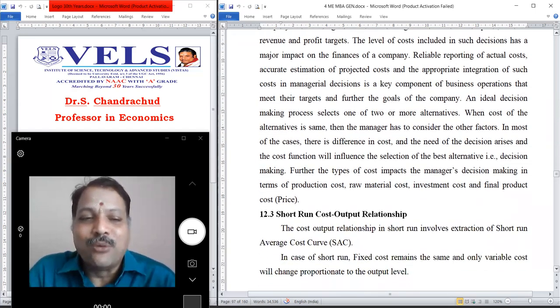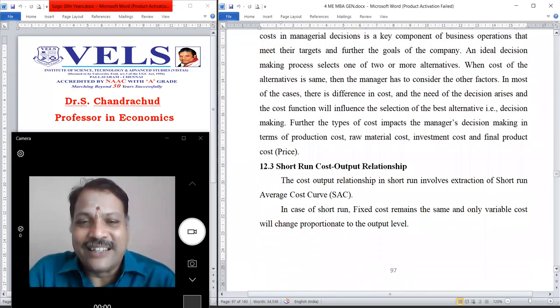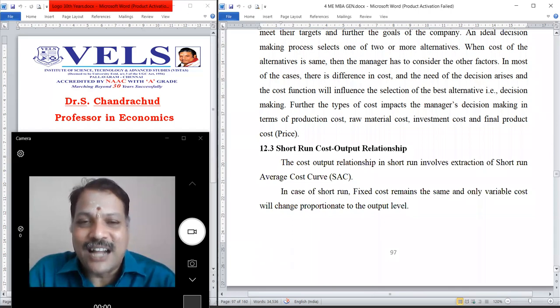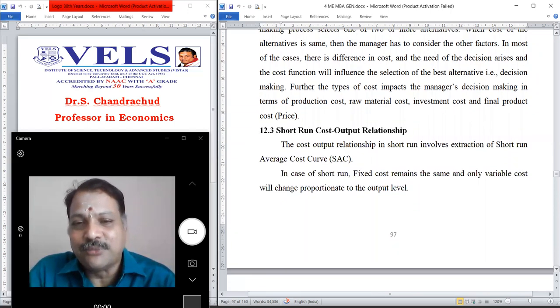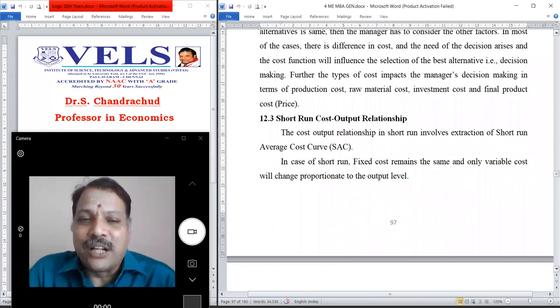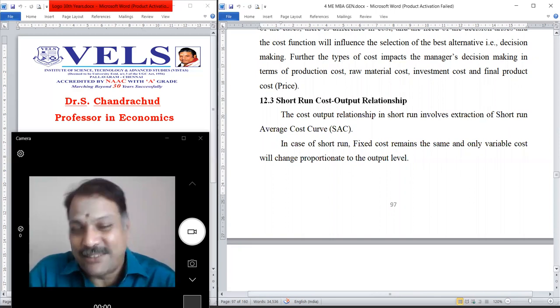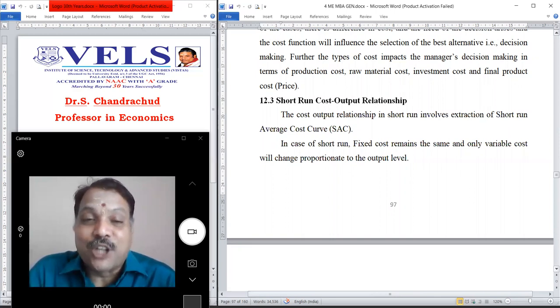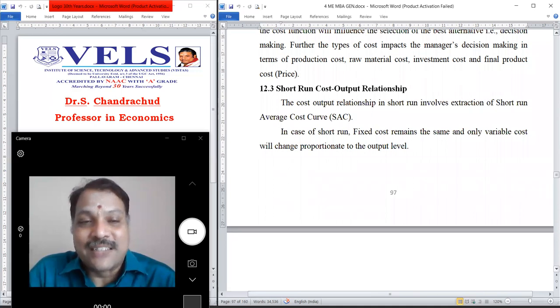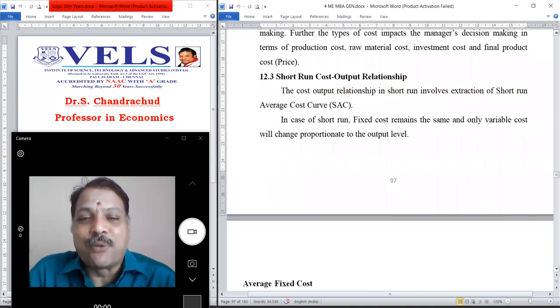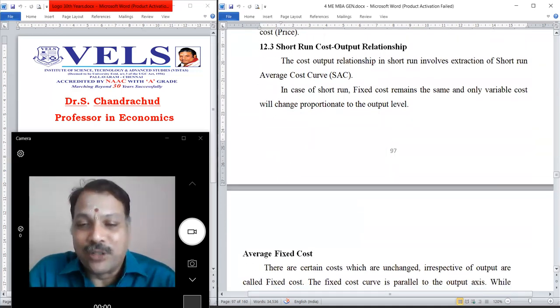Now let us move to how to relate the cost and output. First, we will start with the short run cost output relationship. The cost output relationship in a short run involves extraction of a short run average cost curve. Shortly we used to call it as SAC. In case of short run, the fixed costs remain the same and only the variable cost will change proportionately with the output level.